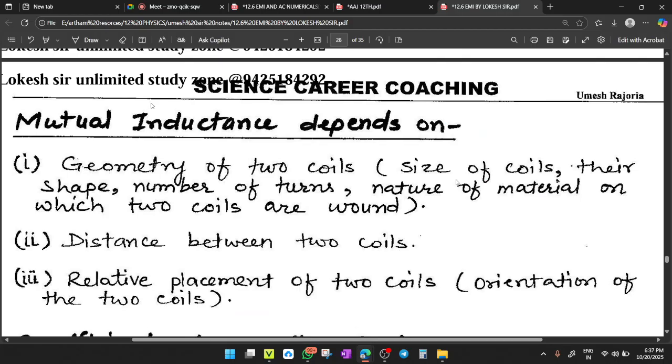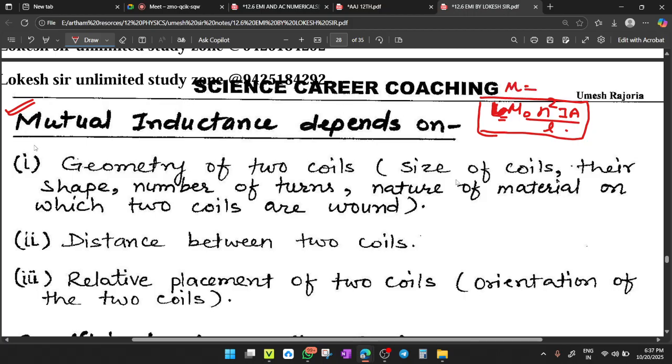So mutual inductance depends on... Like yesterday we derived self inductance, that is L equals mu naught N square I A upon L. Yes or no? After some time we are going to derive the same derivation for mutual inductance. Previously L was here, but now M will be here.